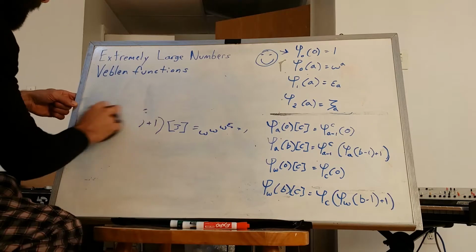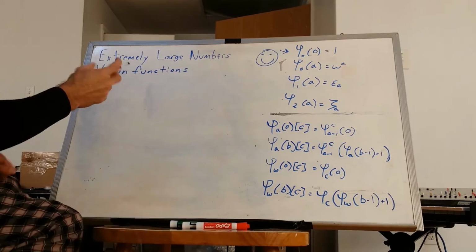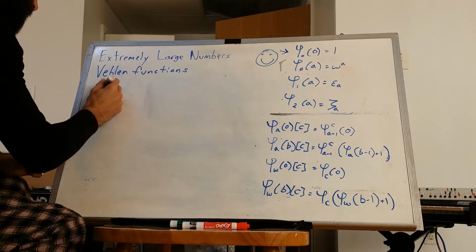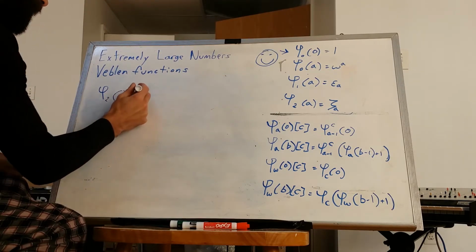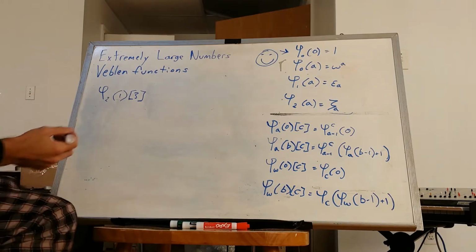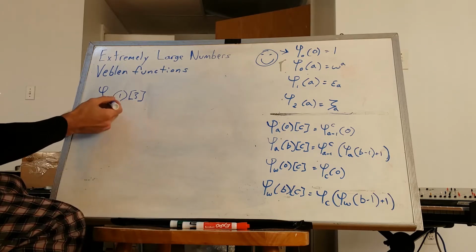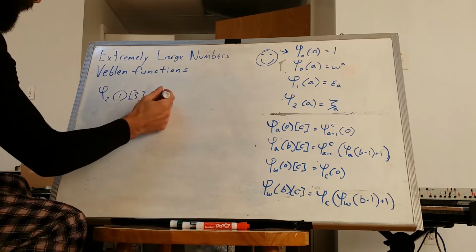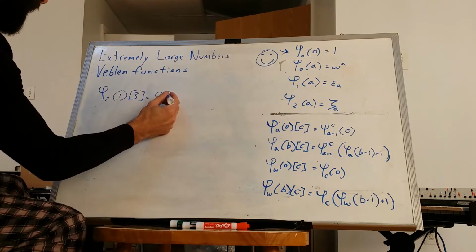So let's just do a couple more examples. Let's see. What if I were to have, let's say, phi 2 of 1. You diagonalize that to 3. Okay, let's do the same thing as before. So this time we're going to take 3 copies of the previous phi function, which is phi 1, and do 3 copies.